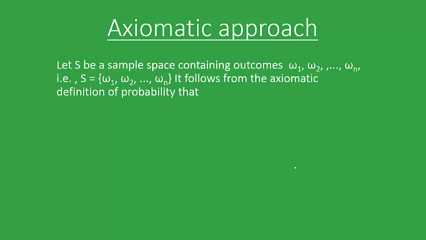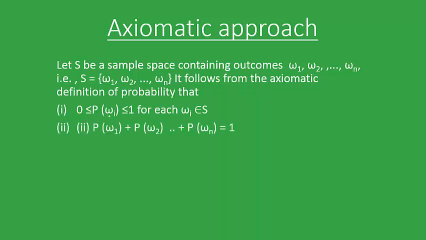As I told you at the start of this video tutorial, we are going to look at probability through the axiomatic approach. So let's first define what the axiomatic approach is. Let's say we have a sample space S containing outcomes omega 1, omega 2, up to omega n. That is, the sample space is a set containing omega 1, omega 2, and so on to omega n. It follows from the axiomatic definition of probability that probability will follow certain properties.